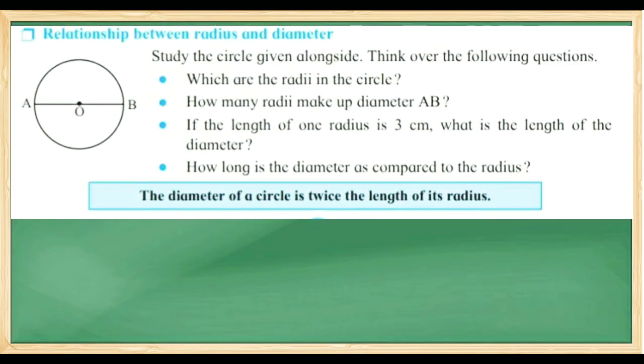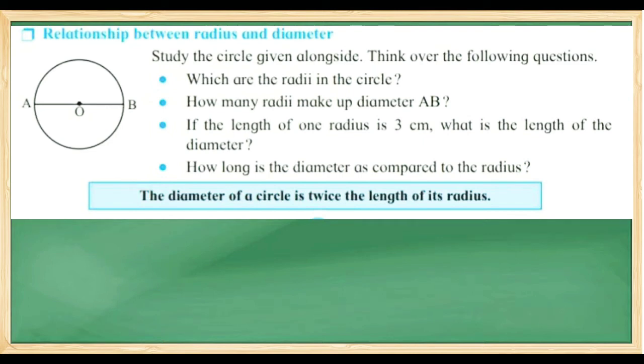We shall begin today's class by discussing the relationship between radius and diameter. The picture that you see on your screen is that of a circle with the center O and diameter AB. Beside the picture are a bunch of questions, the answers of which will help you to understand the relation between radius and diameter better.